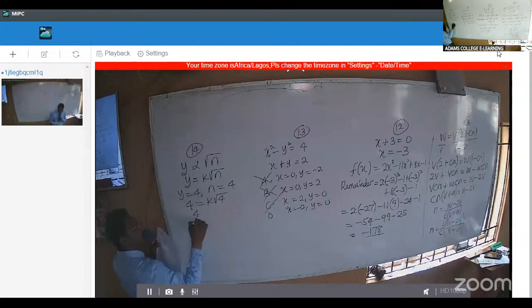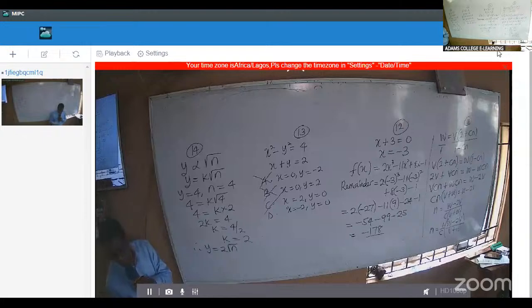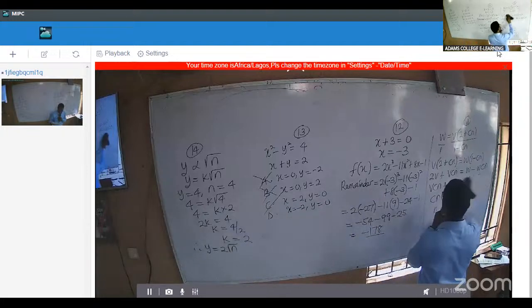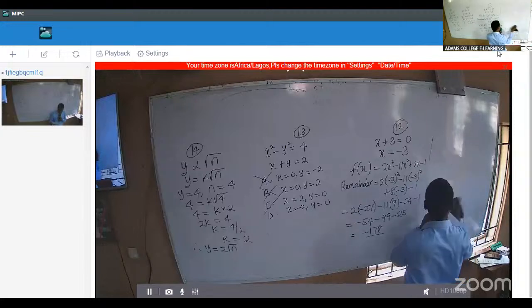What's square root of 4? 2. So now I have 2k is 4. Our k will now be what? 4 over 2. So what's your k now? K is 2. Therefore, our y, I'll now put that k here, will be 2 root n. That's our relationship. Then I said, find the value of y when n is 1 whole number, 7 over 9. That's 16 over 9, Abby. Very good. So that's our relationship that we just got.